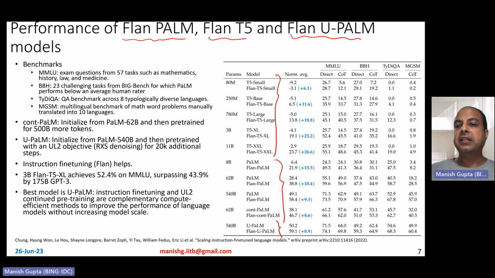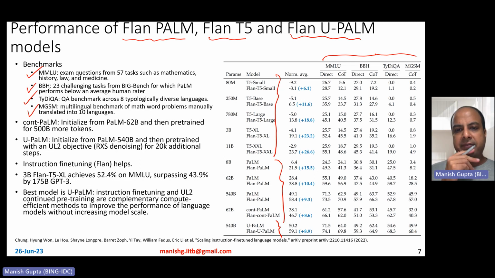Now, the results are shown on 4 different benchmarks. The MMLU benchmark is about exam questions from 57 different tasks: maths, history, law, medicine, and so on. BBH is 23 challenging Big Bench Hard tasks, for which PaLM performs below an average human rater. TyDiQA is a question answering benchmark with 8 diverse languages. MGSM is a multilingual benchmark of math word problems, manually translated into 10 different languages.